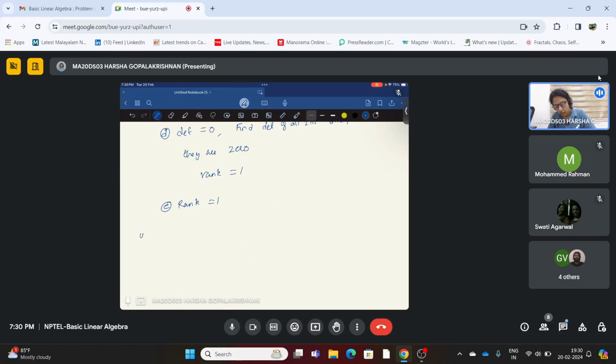Okay, now next question is, if sum of all entries of each row of a matrix A, let us take the square matrix here, square matrix A is K. Then which of the following are true?